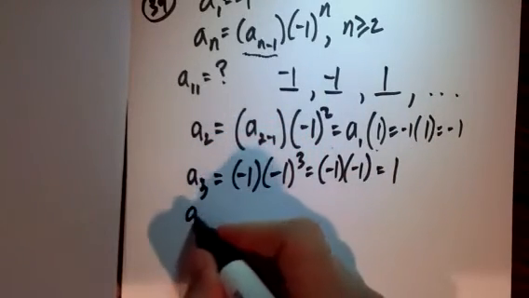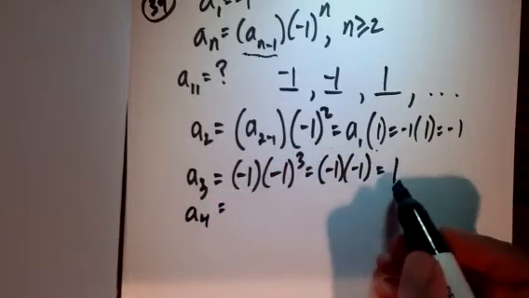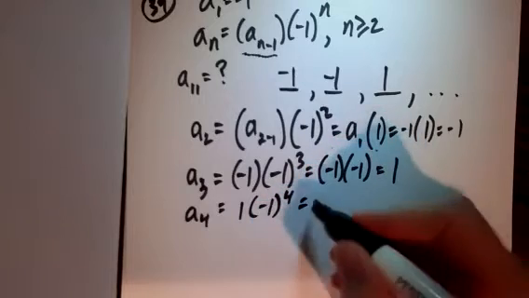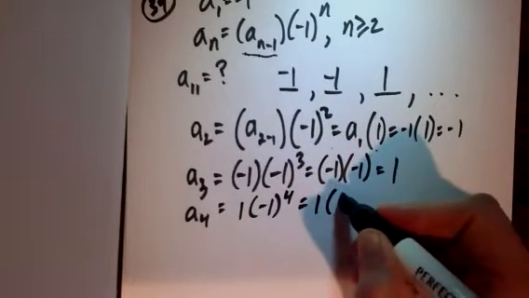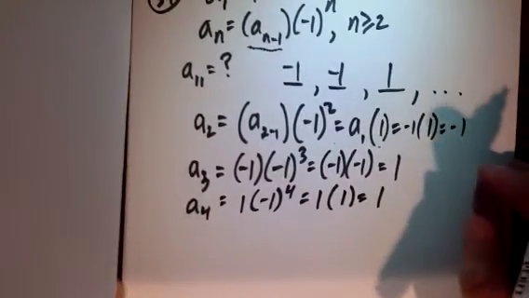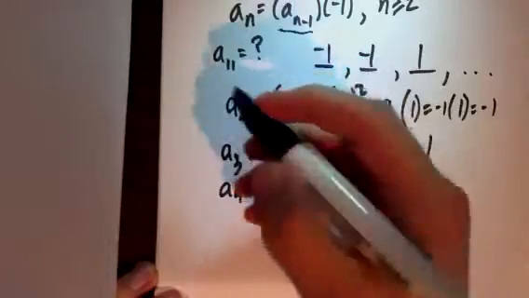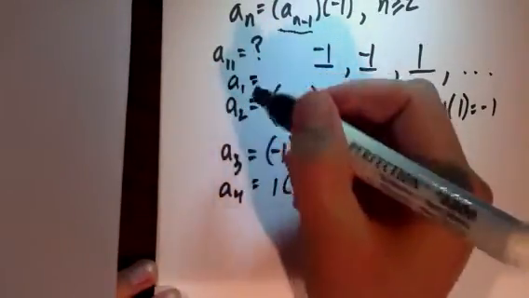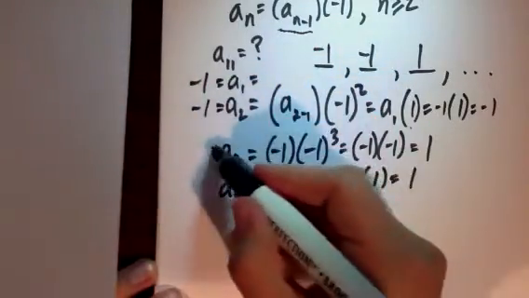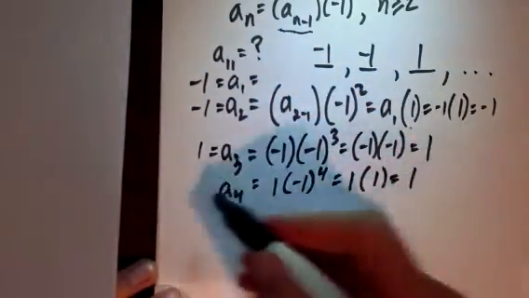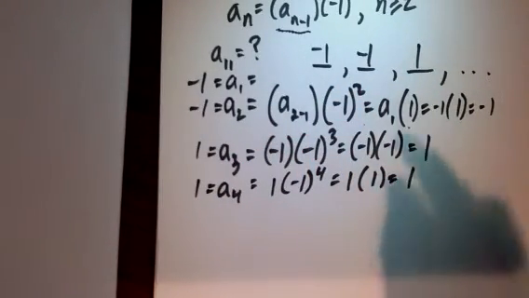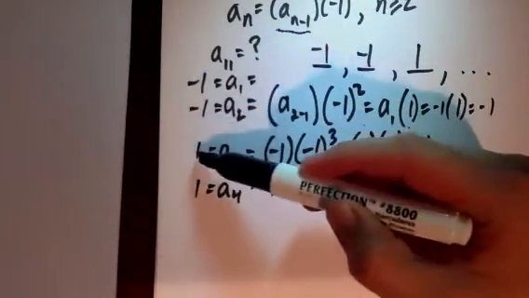We'll keep going with this. A sub 4 is the previous term, times -1 to the fourth power. And that's going to be 1 times 1, which is 1. So maybe I should do a better job of keeping track of this list. A sub 1 is -1, A sub 2 is -1, A sub 3 is 1, A sub 4 is 1. And we start to anticipate maybe a pattern developing. -1, -1, 1, 1.